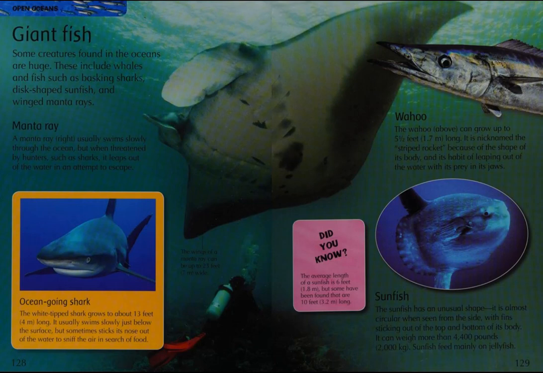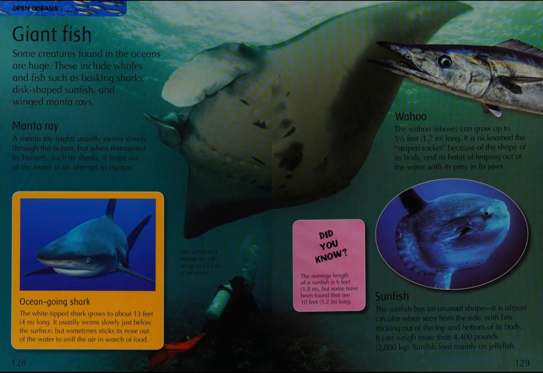Giant fish. Some creatures found in the oceans are huge. These include whales and fish such as basking sharks, disc-shaped sunfish, and winged manta rays. Manta ray. A manta ray, right, usually swims slowly through the ocean, but when threatened by hunters, such as sharks, it leaps out of the water in an attempt to escape. The wings of a manta ray can be up to 23 feet, 7 meters, wide.